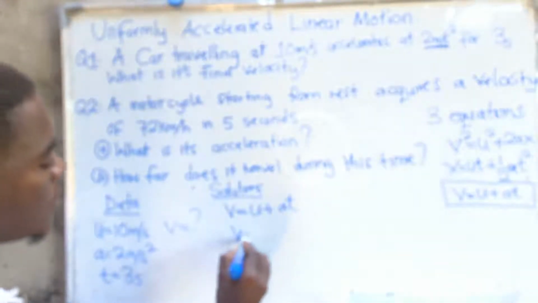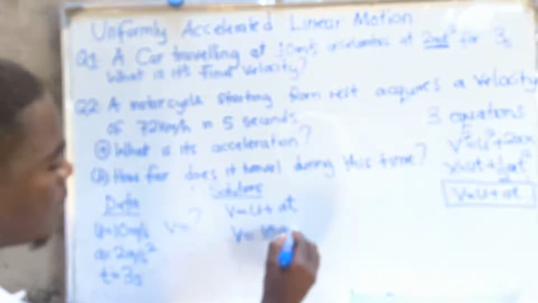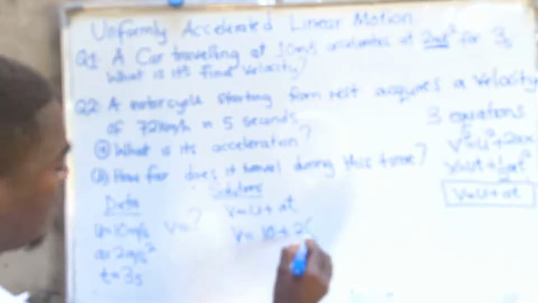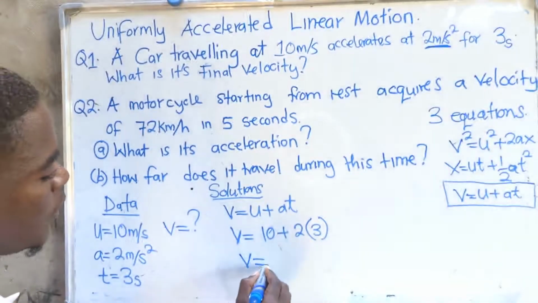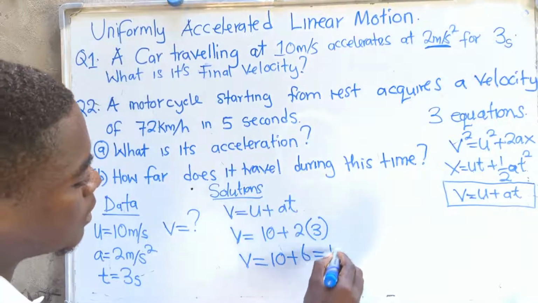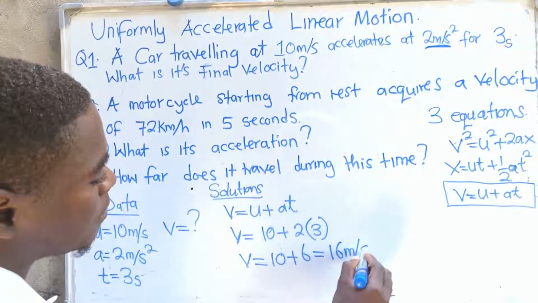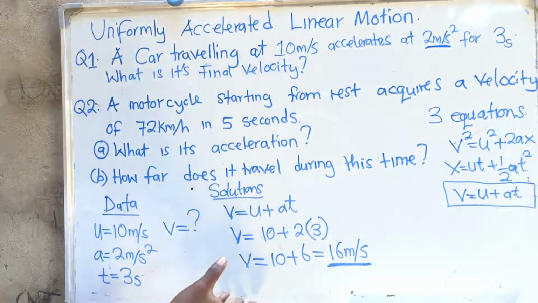Where I'm going to say this is equal to initial, this is 10, plus what is acceleration? 2, times what is the time? That is 3. So which means that final velocity is equal to 10 plus 6, which is equal to what? 16 meters per second. This is the answer. As simple as this.